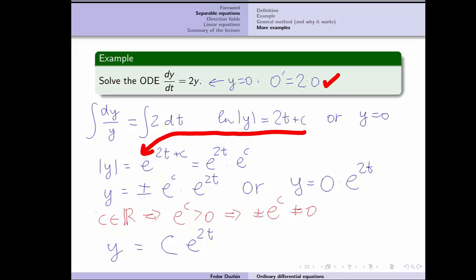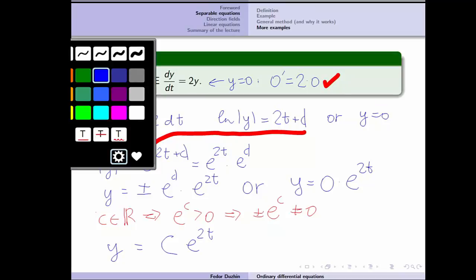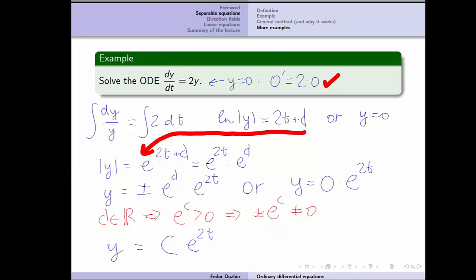Well, however, maybe it is not very comfortable to denote this new constant, which we came up with in the end, by the same letter c. So let me rename the previous constant c to d. So now this is going to be d, and this is d, and this is also d, and this is also d. Well, it's not necessary to do it, but if you're uncomfortable with denoting two different things by the same letter, then it's better to do it.